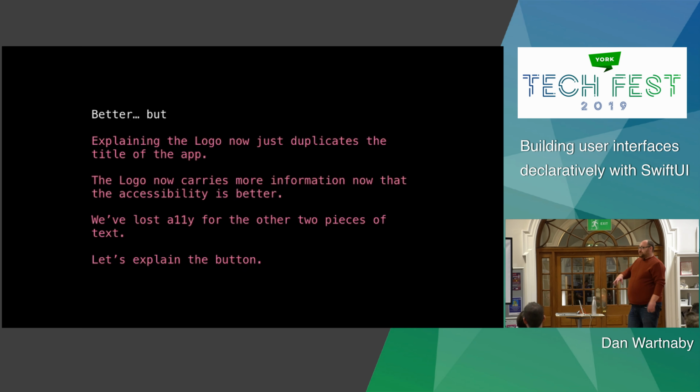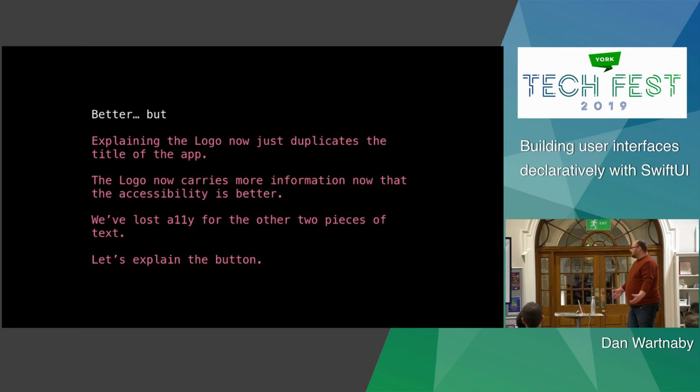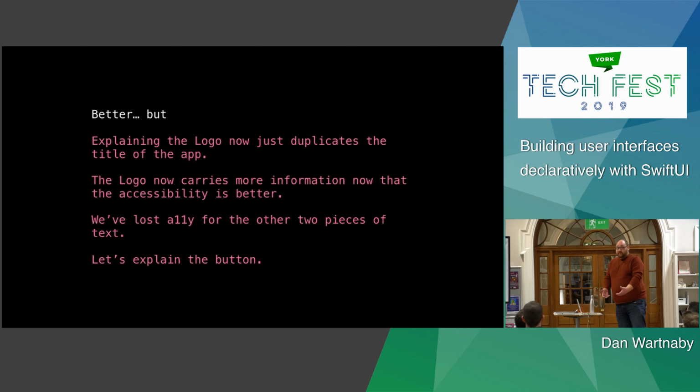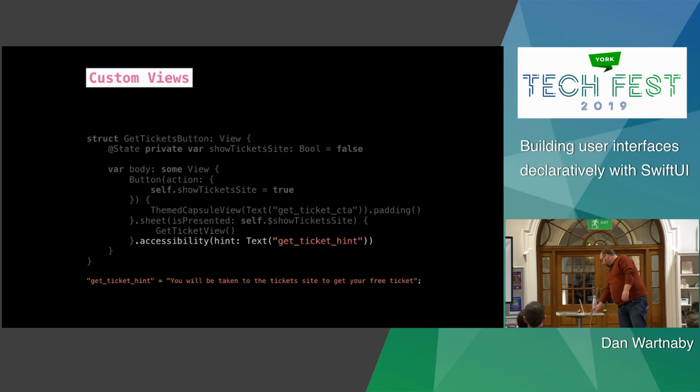So explaining the logo just duplicated the label of the app. We ended up saying the same thing twice now. That's pointless. The logo carries more information that we just don't need. We've lost the other pieces of text. And really, when we've got an action that a user's going to go to effort to access, and it is an effort, it's not as easy for everybody, we should explain the consequences of tapping that.